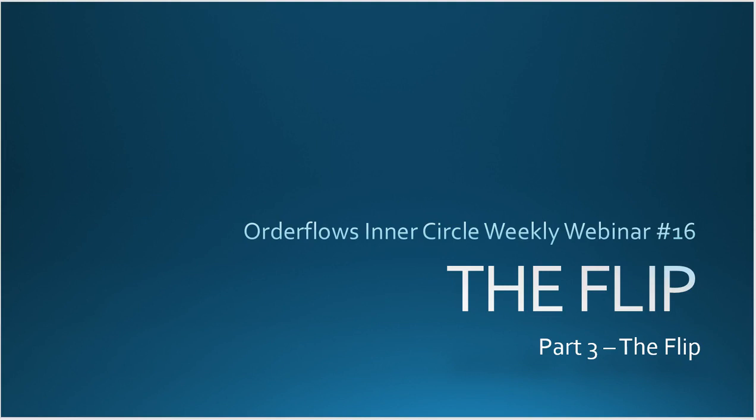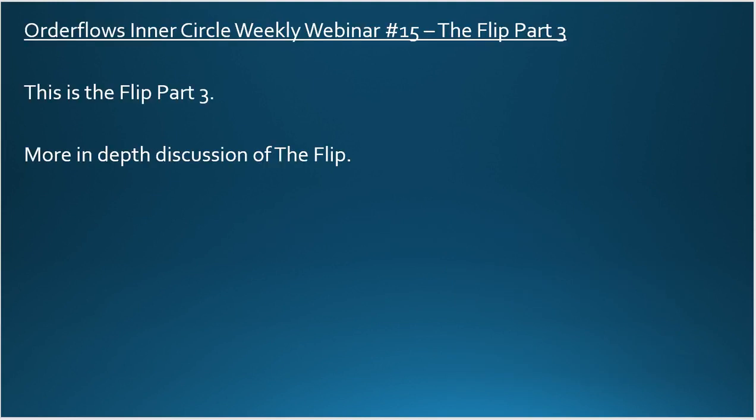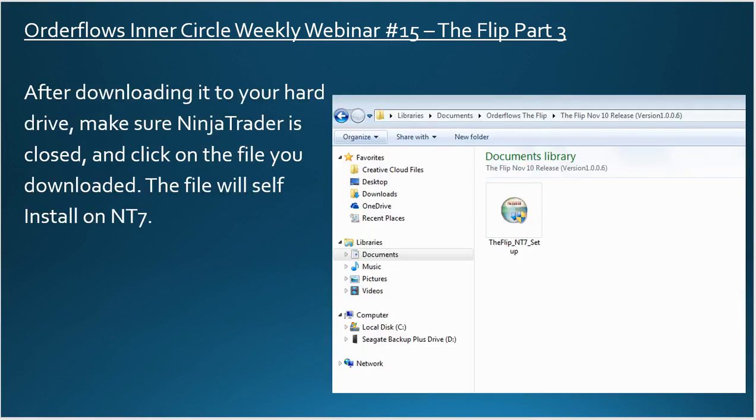Now, if you haven't downloaded the flip yet, you can go to the members area and download it to your hard drive, and after you have it on your hard drive, just click on the icon there. It will automatically self-install onto NT7. You have to make sure that you have your NT7 closed at the time, then install it, then reopen your NT7.